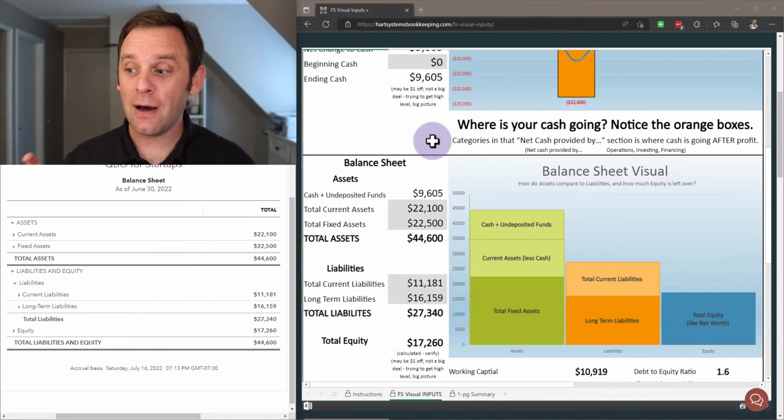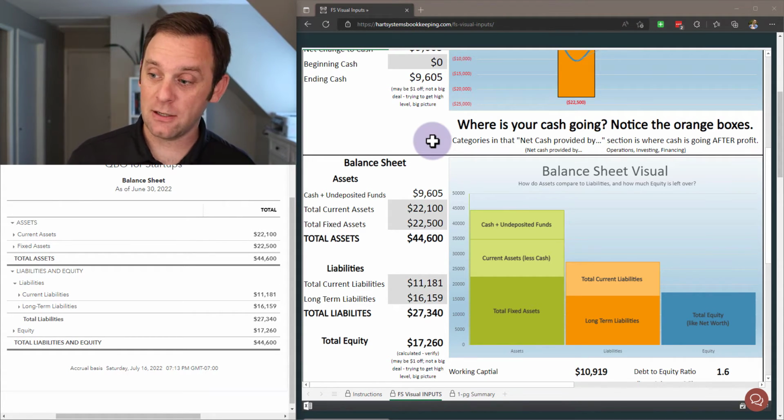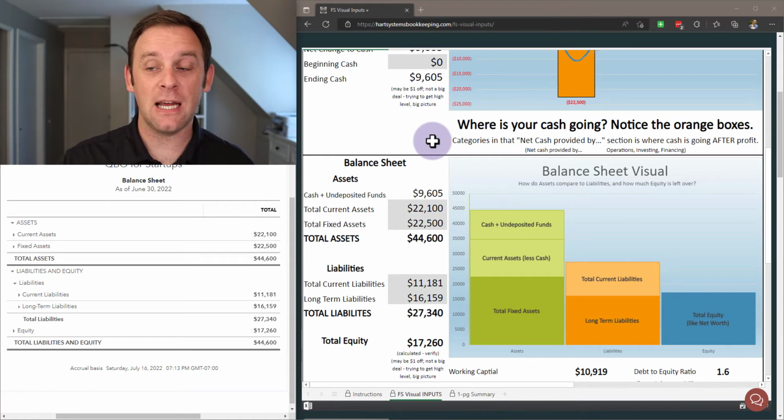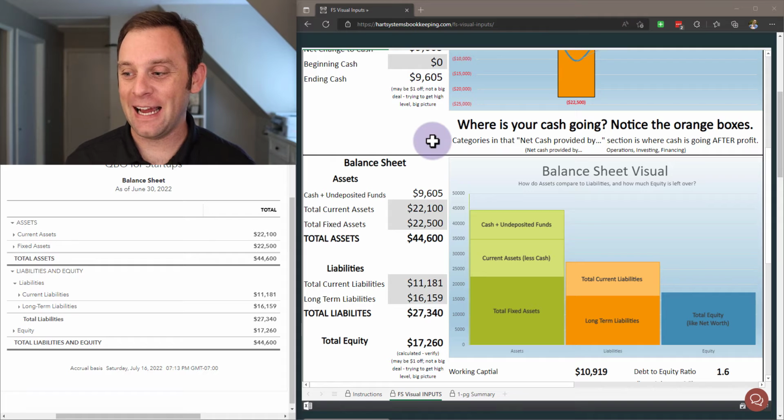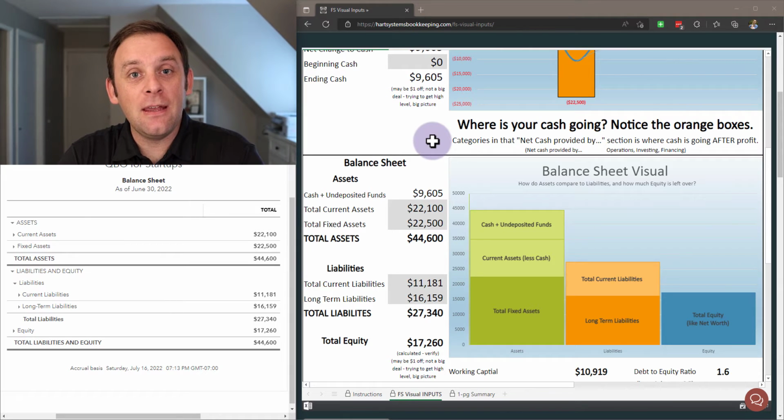So I know I want equity to be positive and I want it to increase over time. So right here, it looks okay. I can watch this over time to see if it's going in the right direction or going in the wrong direction. And hopefully I can pull some levers to get it going in the right direction. All right, so what else to know about the balance sheet here?